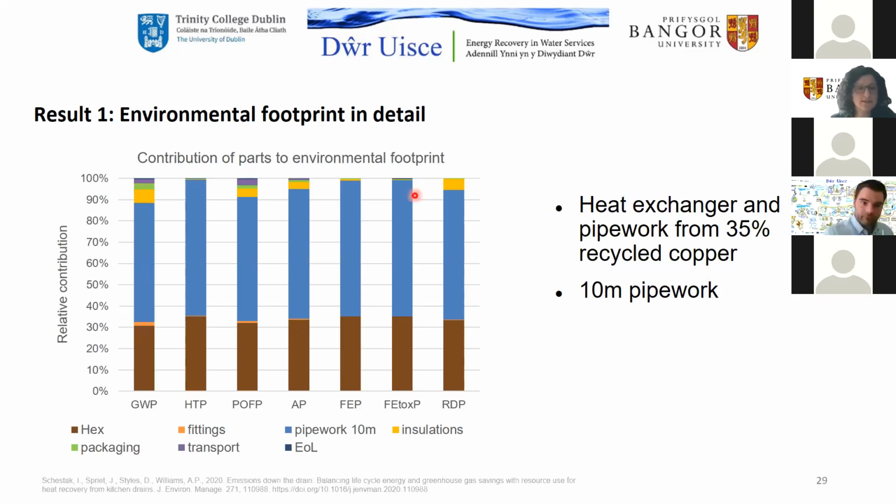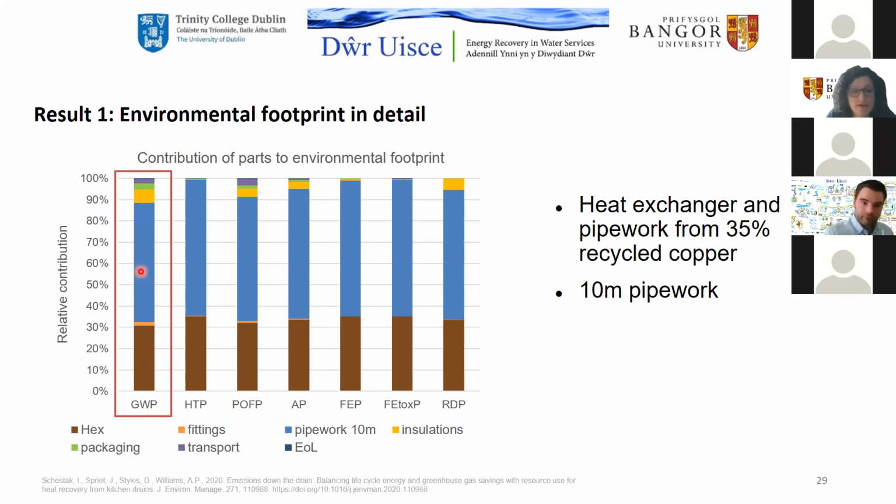So what you can see here is the percentage contribution of the life cycle stages to different environmental impact categories. We will not look at all of them. This is more to show you that we did not only look at global warming potential, which is the first bar and which I would like to focus on for now. The brown part is the manufacture of the heat exchanger, and the blue part is the manufacture of 10 meters of pipework from copper. And we can see that this pattern is very similar across all environmental impact categories. It shows us that the manufacture of these copper parts has the biggest influence on the environmental footprint.